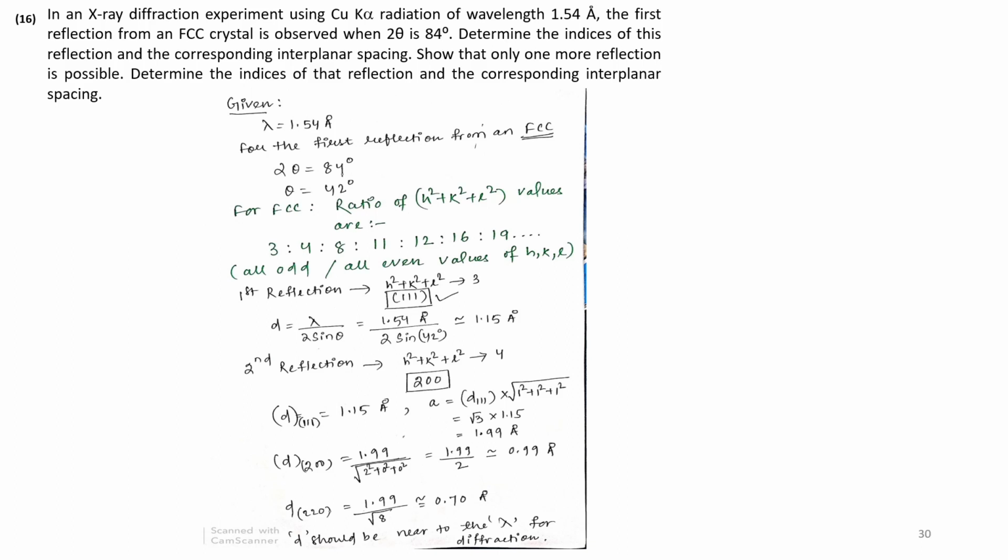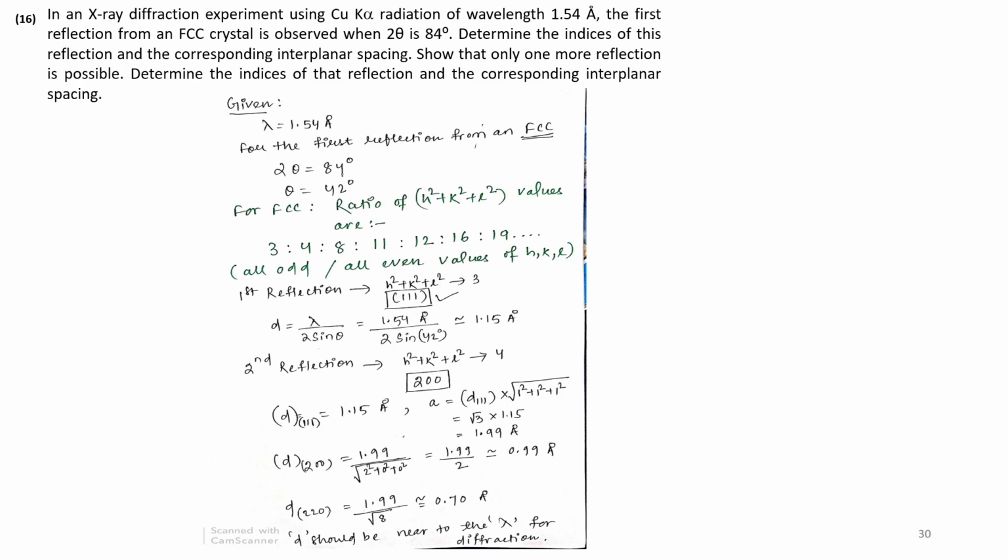Now, for the first reflection, what will happen? It is the 111 plane, so h squared plus k squared plus l squared will be 3. Now the interplanar distance d is equal to lambda divided by 2 sine theta. Substitute the values, and you will get the interplanar distance 1.15 angstrom.